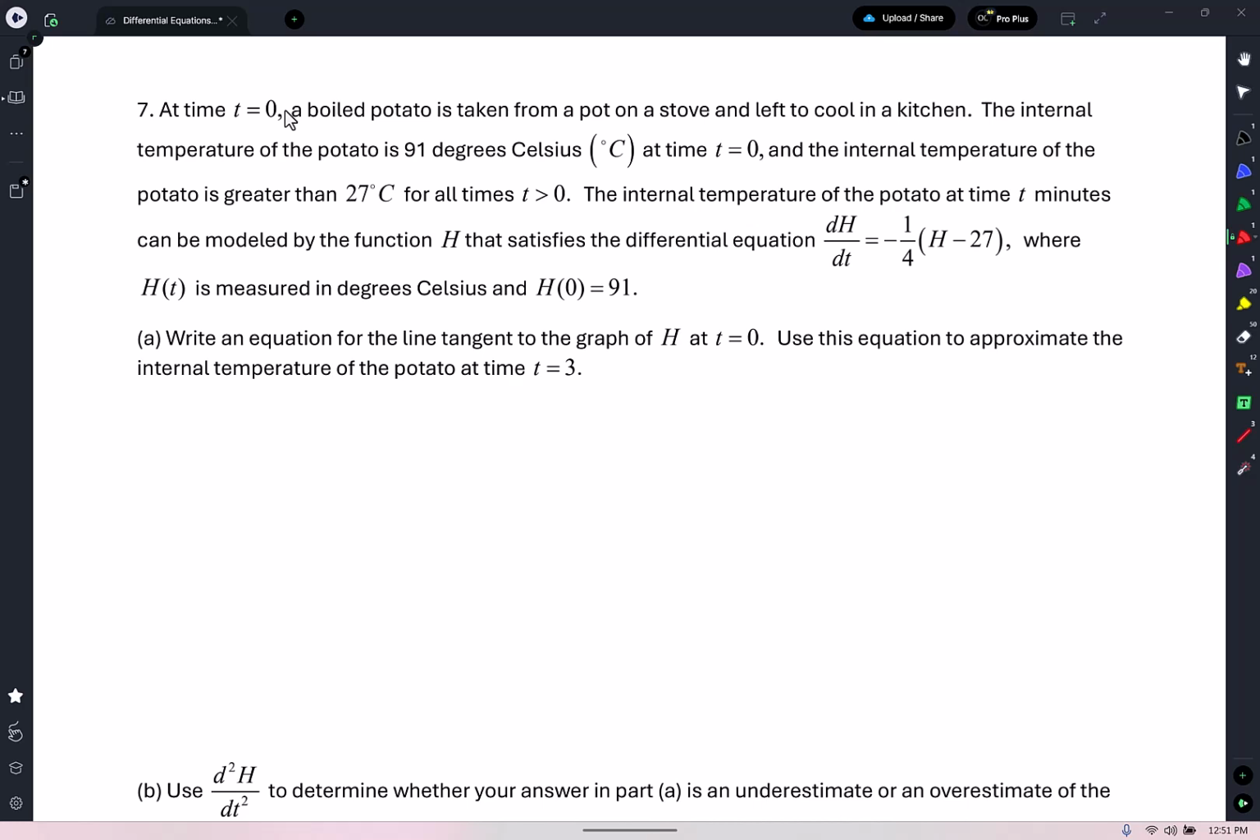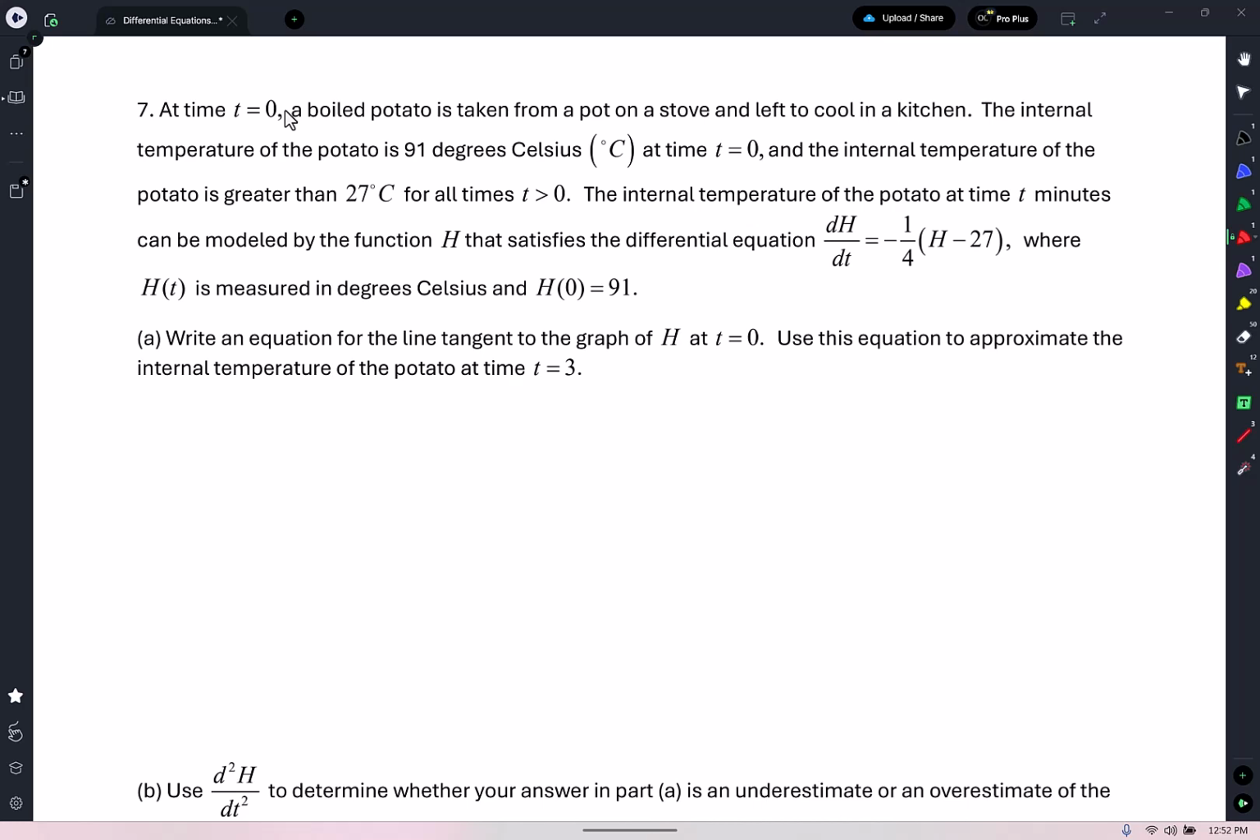At time t greater than 0, a bowl of potato is taken from a pot on a stove left to cool in a kitchen. The internal temperature of the potato is 91 degrees Celsius at time t equals 0, and the internal temperature of the potato is greater than 27 degrees Celsius for all times t greater than 0. The internal temperature of the potato at time t minutes can be modeled by the function h to satisfy the differential equation dh/dt equals negative 1/4 (h minus 27), where h of t is measured in degrees Celsius and h of 0 is 91.